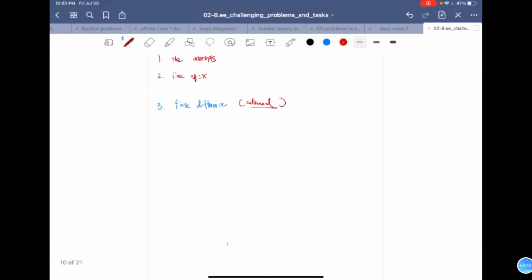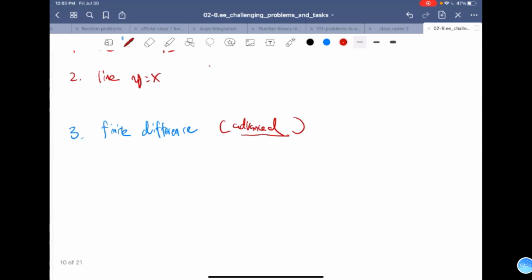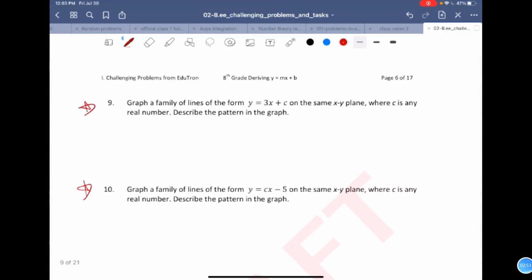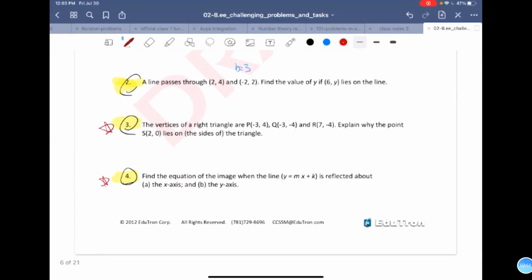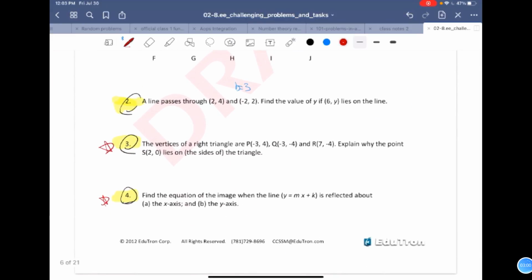So finite difference is a very advanced technique. However, the concept is rather simple.